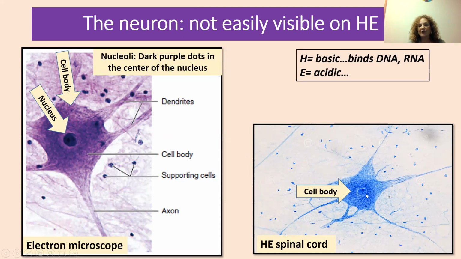Here's another example on the right-hand side. You can very well visualize that it is a neuron. It has a central nucleus, a nucleolus, dendrites, and axons coming off the cell body. These little dots that are surrounding the neuron in both these pictures are the supporting cells or the glial cells, which we will talk about a little bit later.